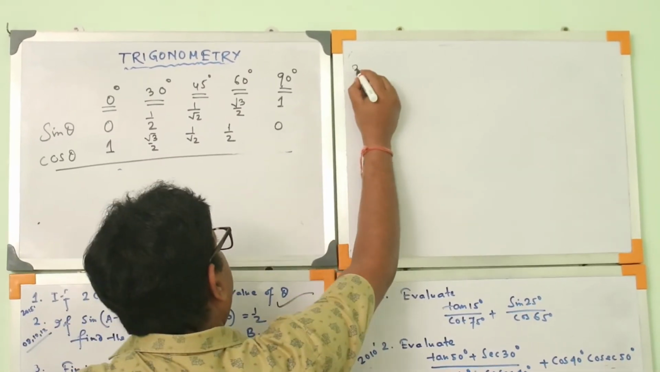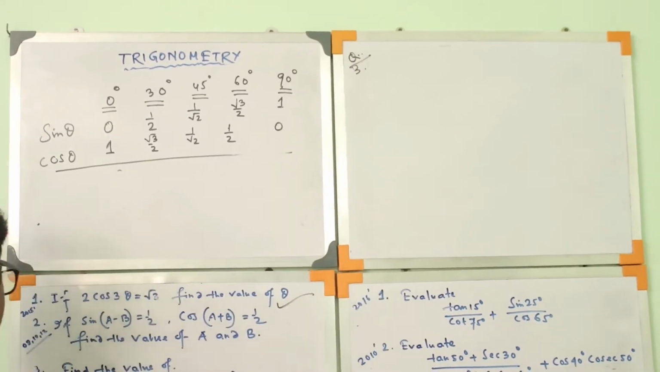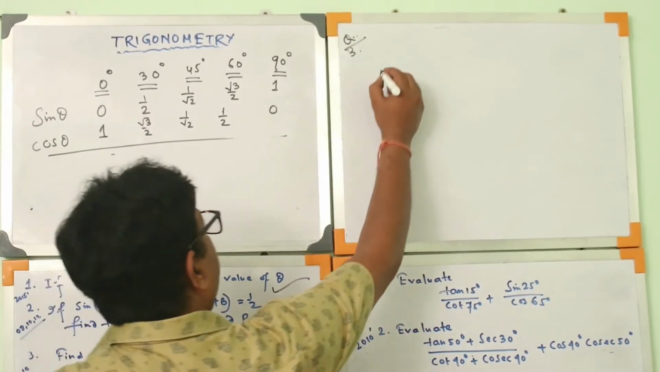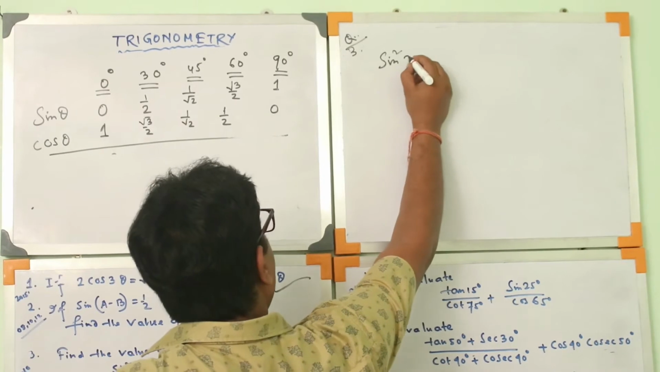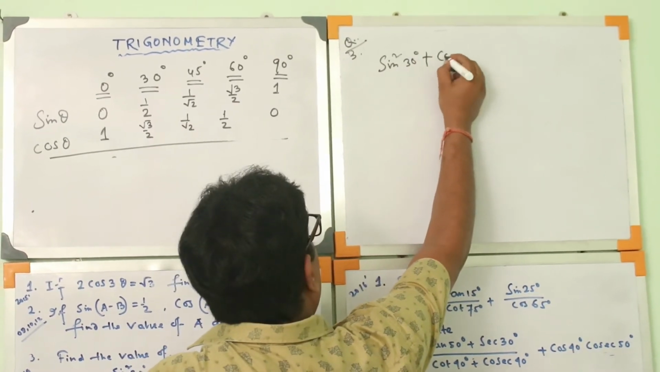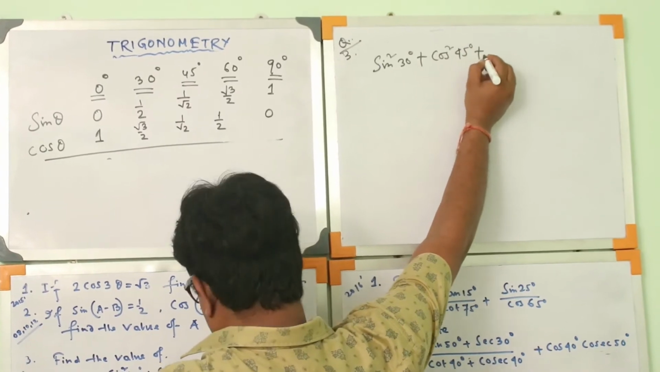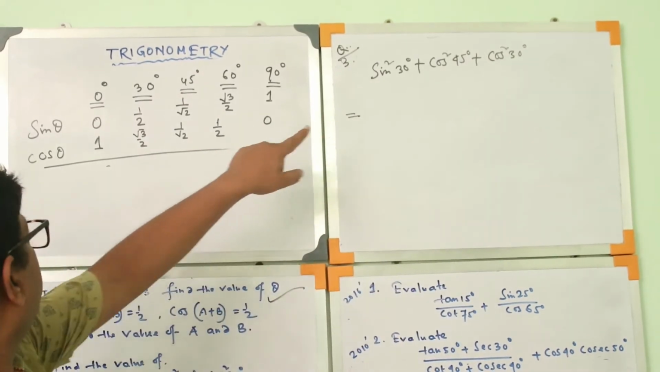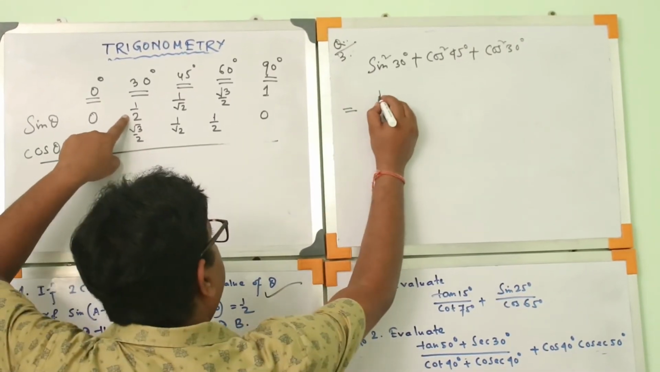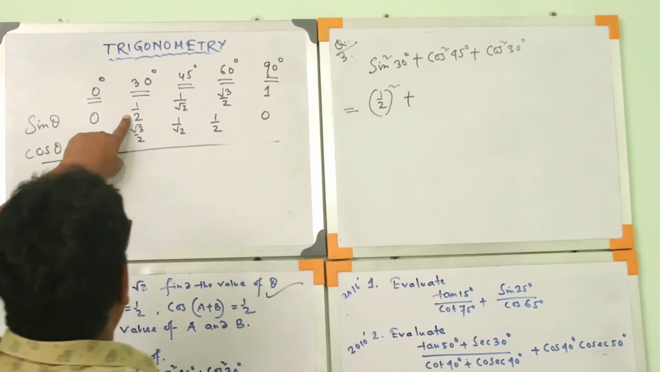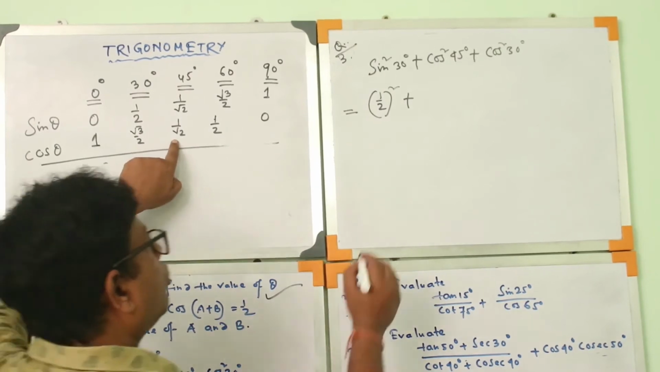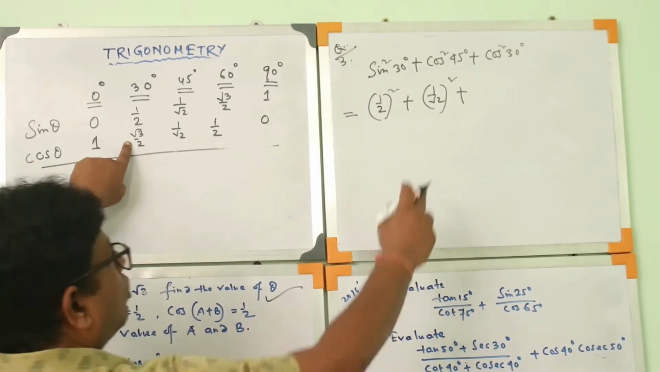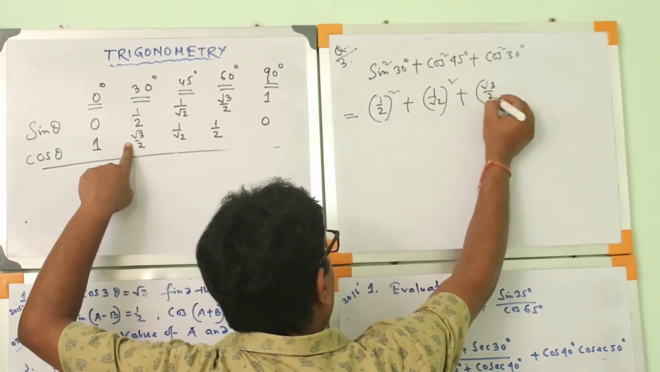Question number 3, CBSE 2010. Find the value of sin square 30 plus cos square 45 plus cos square 30. So you have to find out the value of sin square 30 degree plus cos square 45 degree plus cos square 30. What will be the value of sin 30? Half. That means half square. Cos square 45. What will be the value of cos 45? 1 by root 2. So 1 by root 2 square. Cos 30, root 3 by 2. And the square of cos 30, that means root 3 by 2 square.